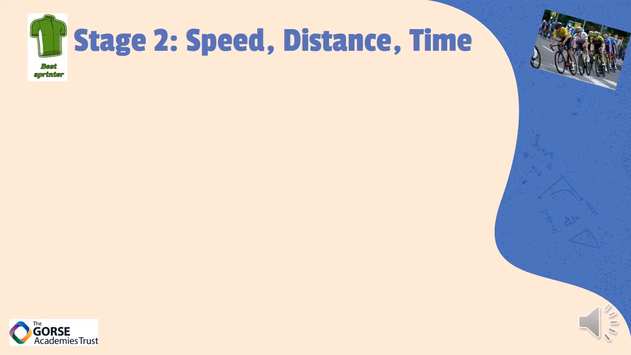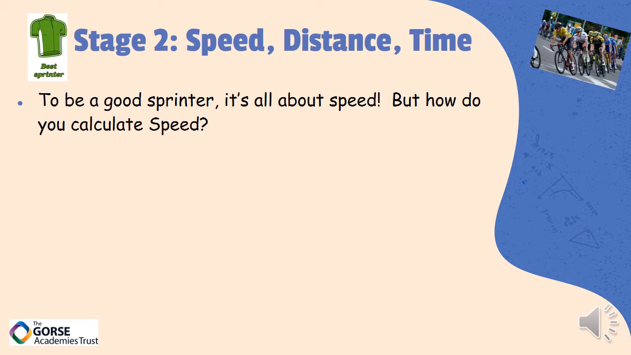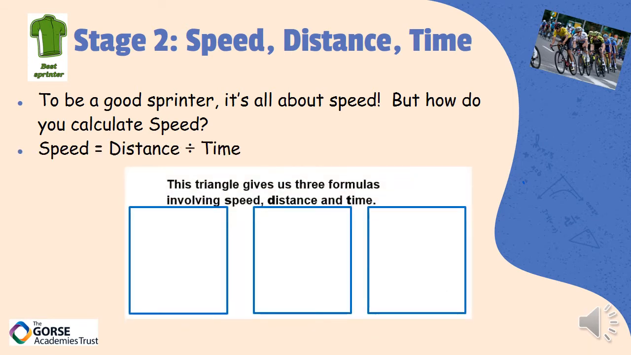Stage 2, speed, distance, time, the green jersey best sprinter. And to be a good sprinter, it's all about speed, isn't it? But how do you calculate speed? Well, the rule for speed equals distance divided by time. And we can represent this in something called a formula triangle.